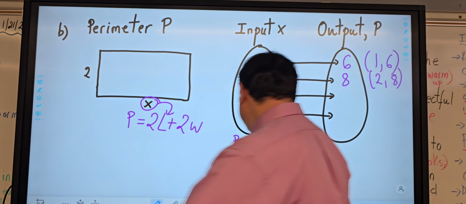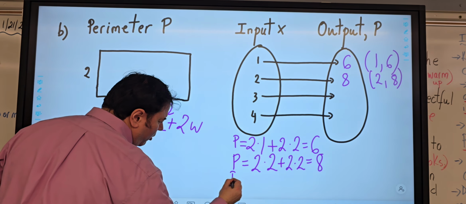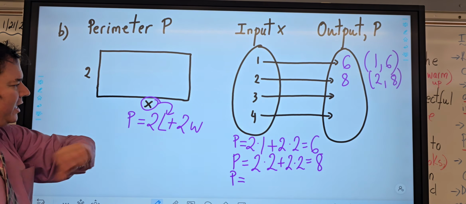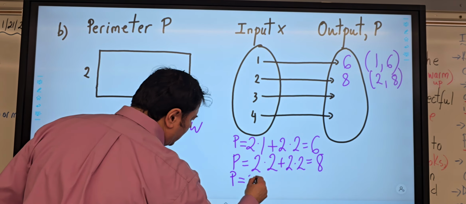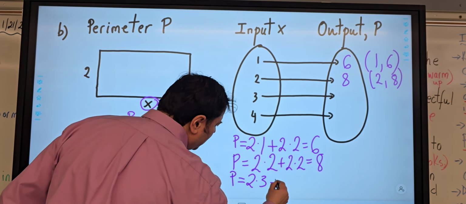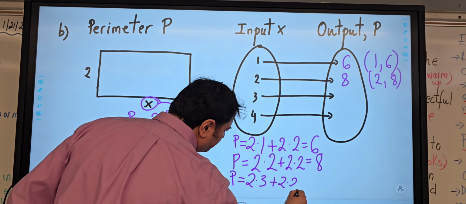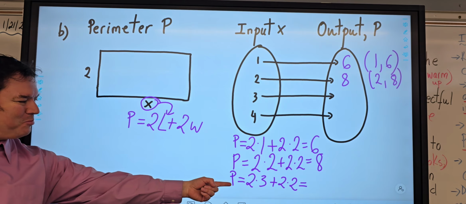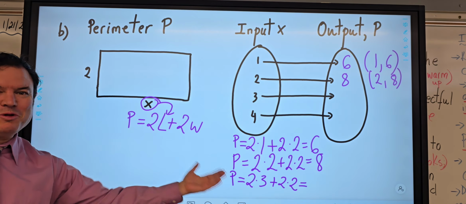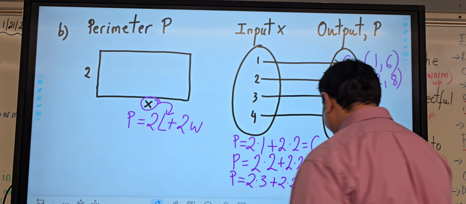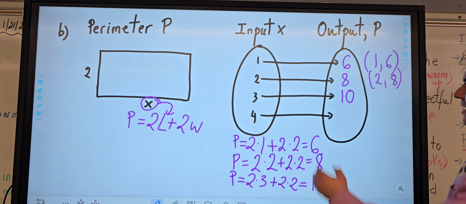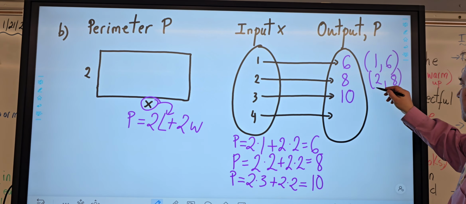And let's continue. Now we have P equals, instead of L, we are going to put 3 for the X. So we have 2 times 3 plus 2 times 2. 2 times 3 is 6. And then 2 times 2 is 4. And 6 plus 4 is 10. So here we have 10. And the ordered pair is 3, 10.